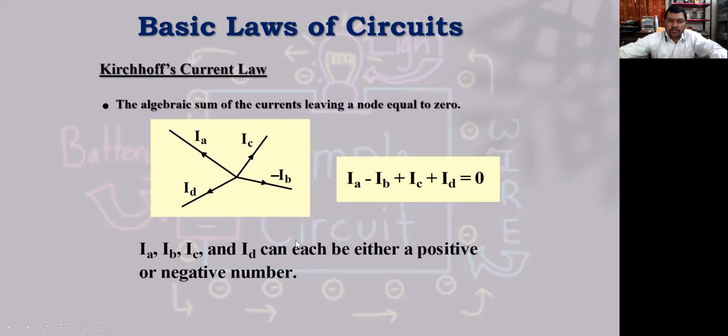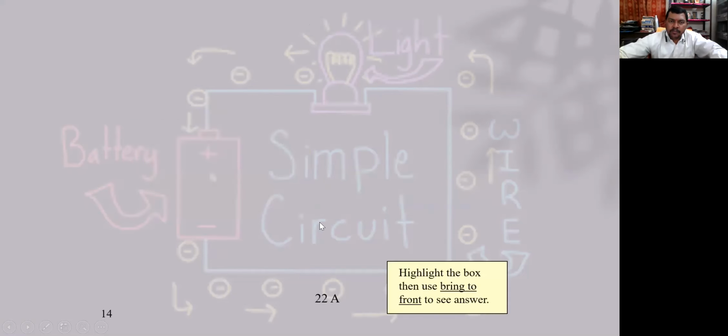The algebraic sum of currents leaving a node is equal to 0. Now here IB is taken as minus, so IA plus IC plus ID minus IB is equal to 0. So that is another equation that we can write in this form.